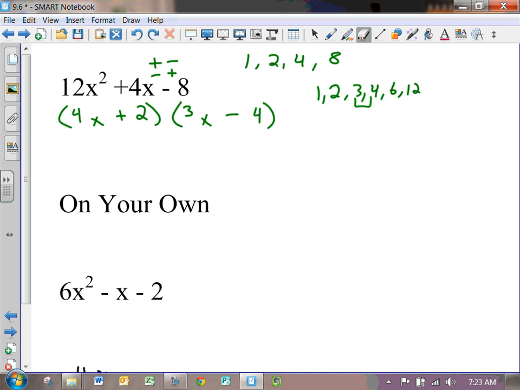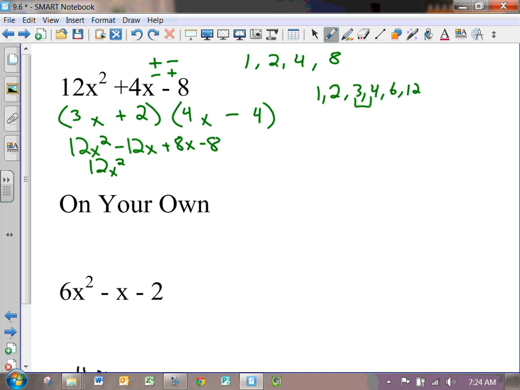The last thing I added in was the 3 and the 4. So let's try that. Let's try moving those around. So move the 3 and the 4 around. So there's the 4. Do this. 3 and 4. So now I'll multiply it out again. So 3x times 4x, there's this 12x squared, so that's good. Our outers would be a negative 12x. Our inners would be a positive 8x. And our last would be our negative 8.